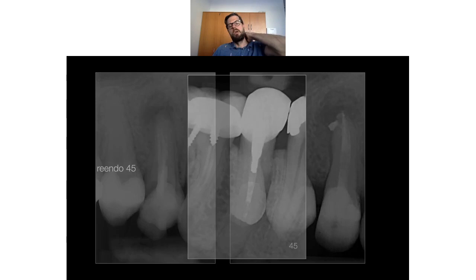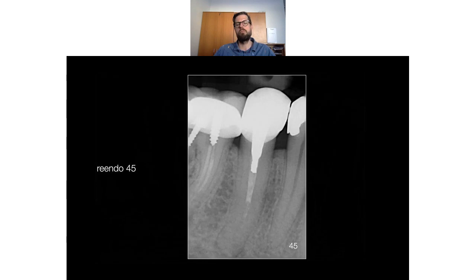This is a second premolar. We see that there is also a crown, and we are trying to get rid of the crown, and then we do re-endo. We see that the crown is supragingival, which is very good. And when we put the crown down, then I have a problem here, sorry.